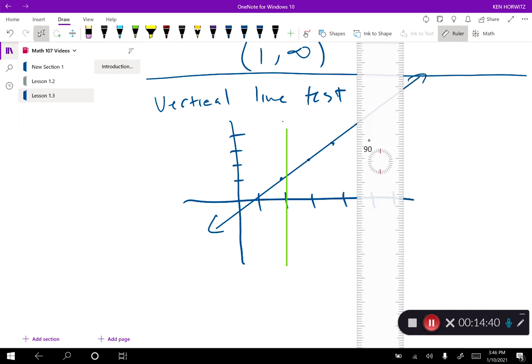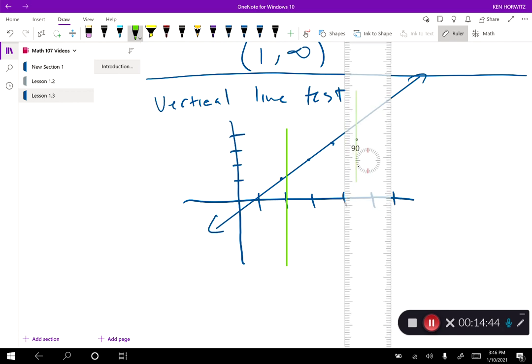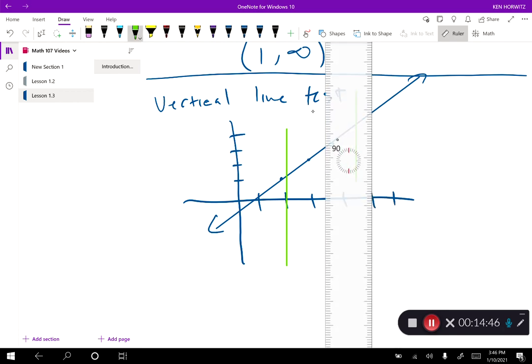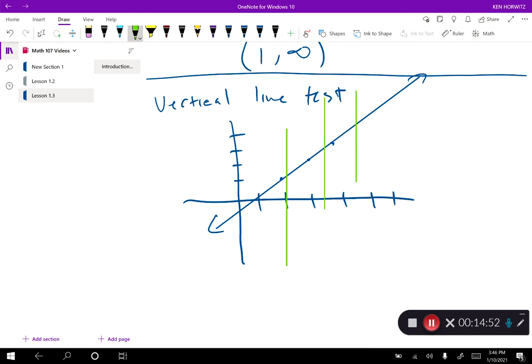Let me try a different spot. Yep, did it again, only hitting 1 point. Try again. Yep, in 1 point. Therefore, I can conclude that yes, this is a function. All right. Let's give another example.